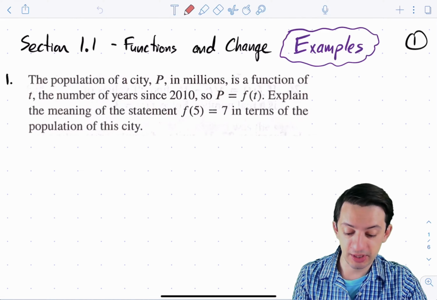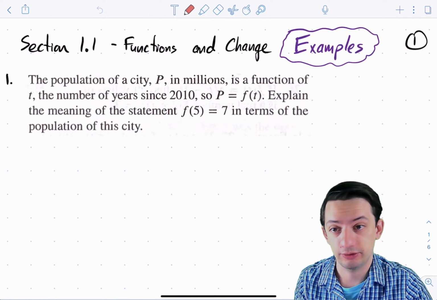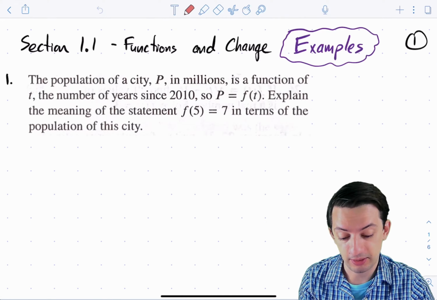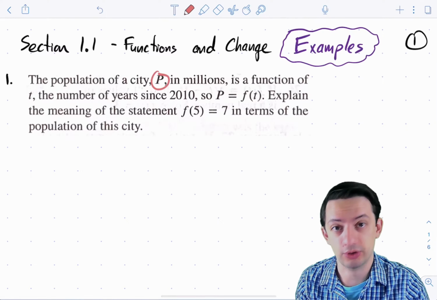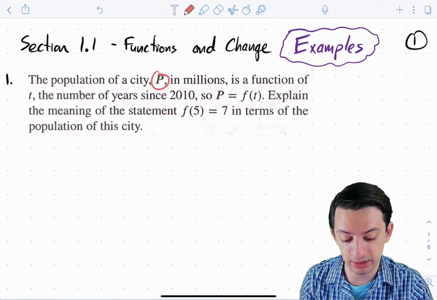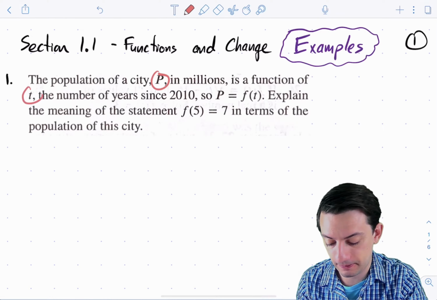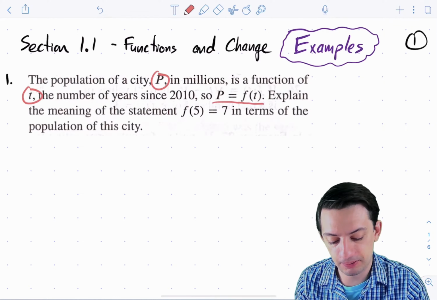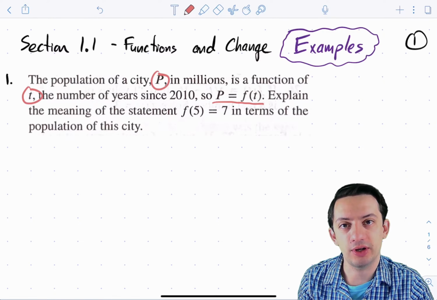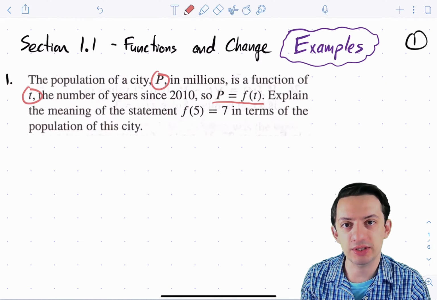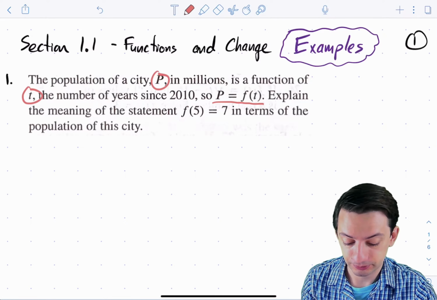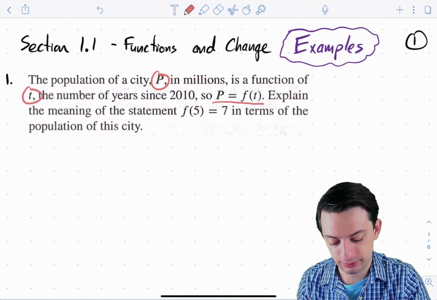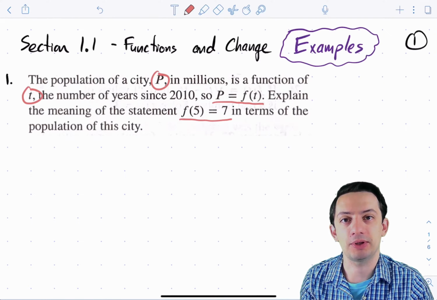Okay. So this is exercise number 1 from section 1.1. It says the population of a city P, so I'll circle that just so we see that's an important variable, in millions is a function of T, the number of years since 2010. Okay, so we've got P is really a function of T. So time changes, and as a result, the population changes. Explain the meaning of the statement f of 5 equals 7 in terms of the population of the city.